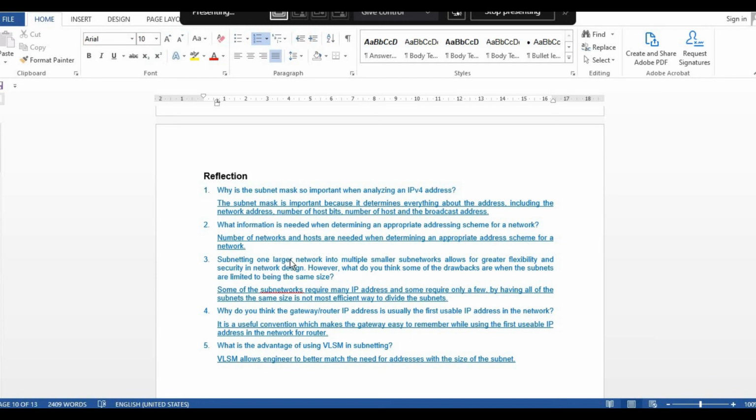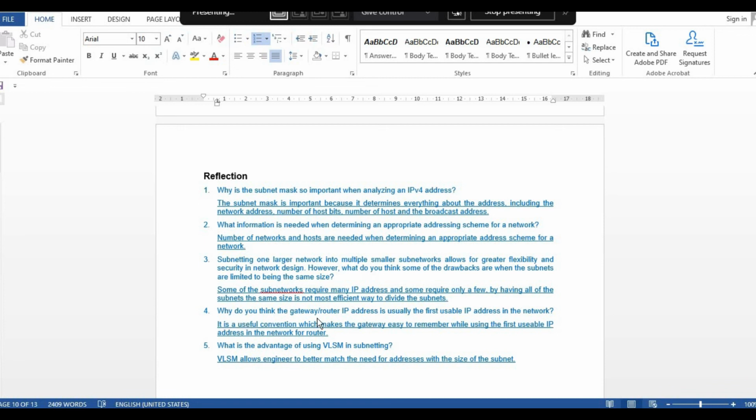Question 3, subnetting one large network into multiple smaller networks allows for greater flexibility and security in network design. However, what do you think some of the drawbacks are when the subnets are limited to being the same size? Some of the subnetworks require many IP addresses and some require only a few. Having all of the subnets the same size is not the most efficient way to divide the subnets.